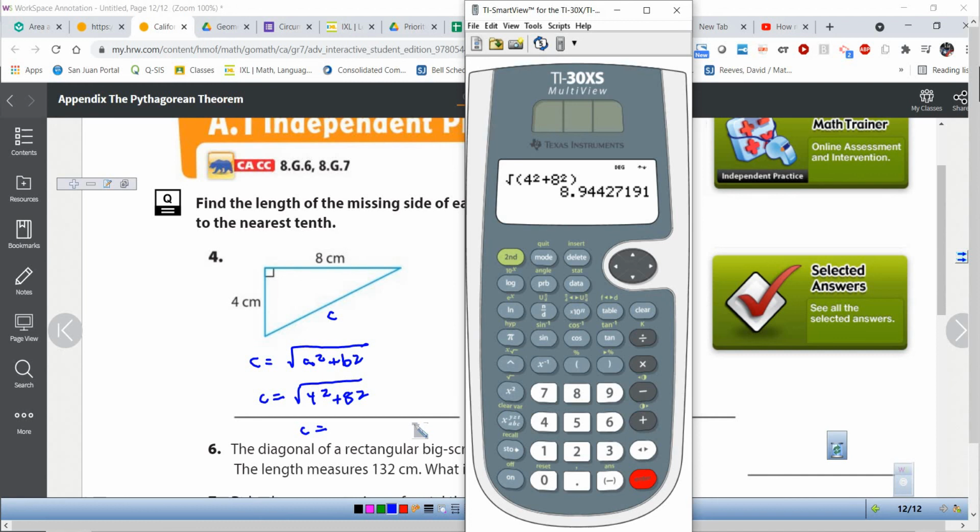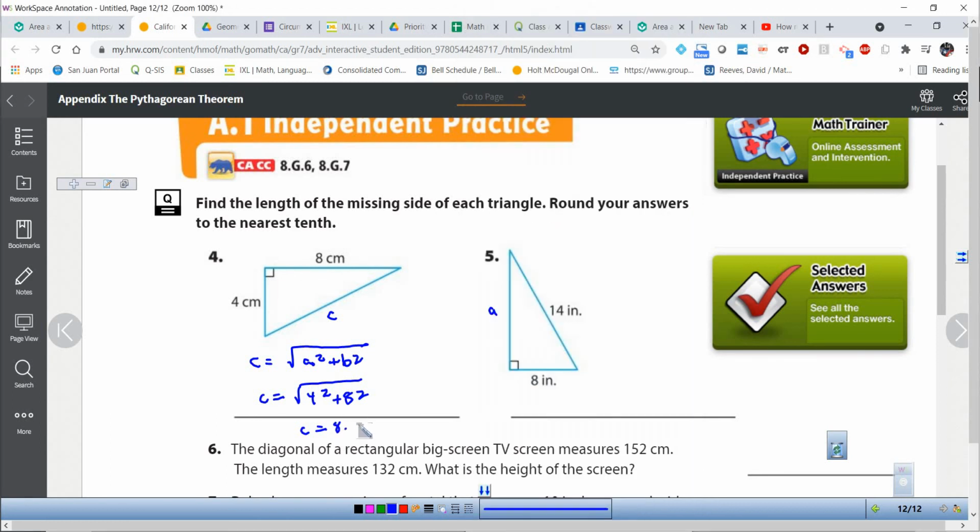Now notice it didn't come out as a whole number, and the directions say round to the nearest tenth. So remember, when you're rounding, the first value after the decimal is tenths, then hundredths, then thousandths. So to round to the nearest tenth, I'm going to go to the tenths place and then 1 to the right. If it is 5 or bigger, I round up. If it is 4 or smaller, it stays the same. So C is going to be 8.9.